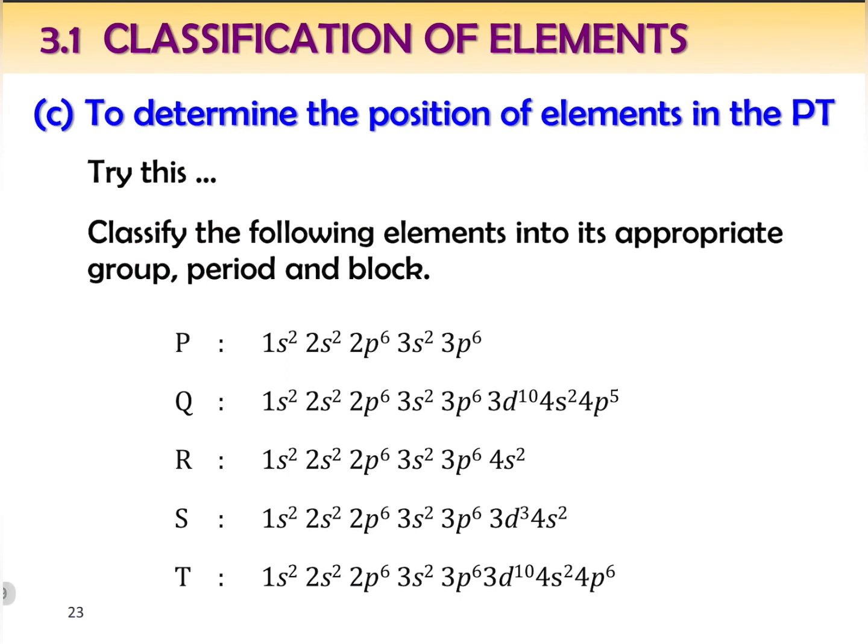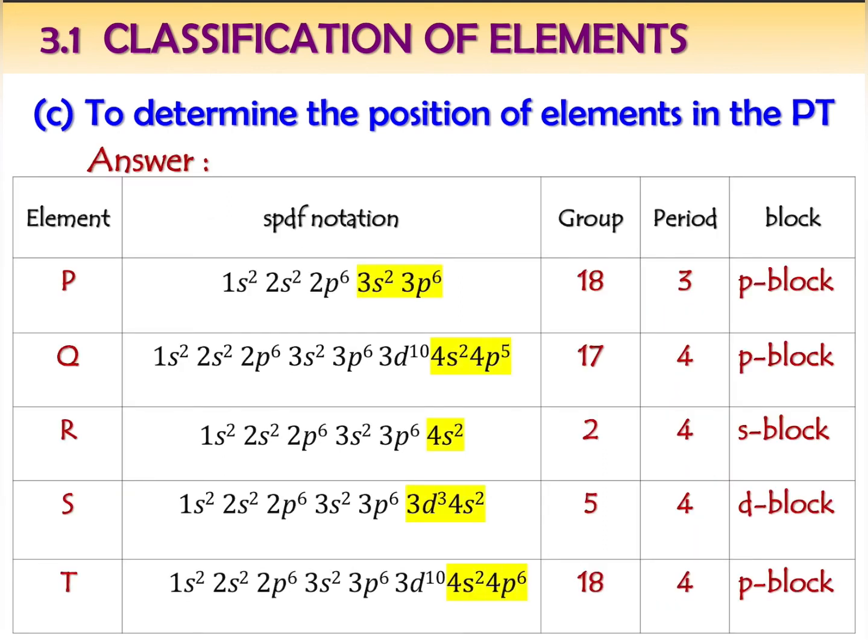Right, so let's have a look at this example. So let's say you have PQRST elements. So you are given with this electronic configuration. Classify them into group, period and also block. So untuk elemen P, you can see here, Mr. highlight kan, ini dia punya valence electron. So the element P, it is in group 18, period 3 and it is P block. Actually lagi senang kalau kamu tentukan block dululah, and then baru kamu tentukan period and also group.